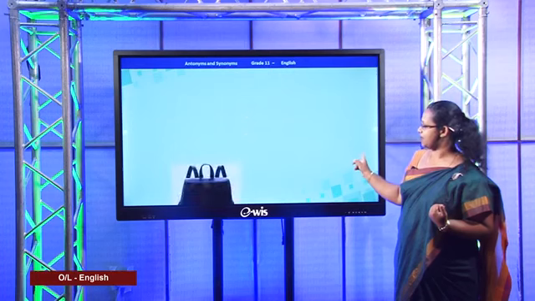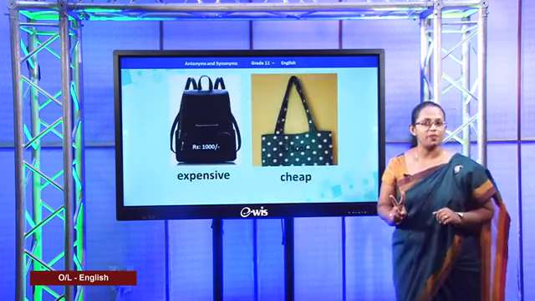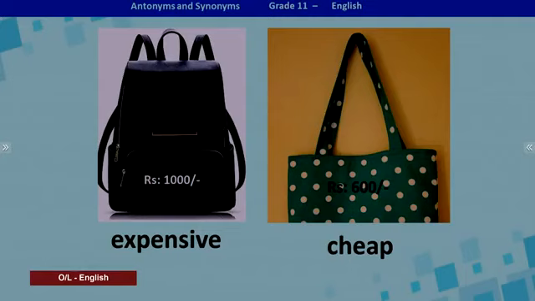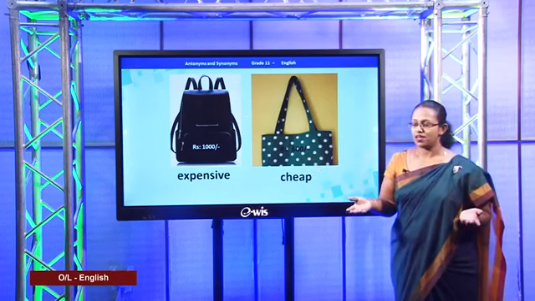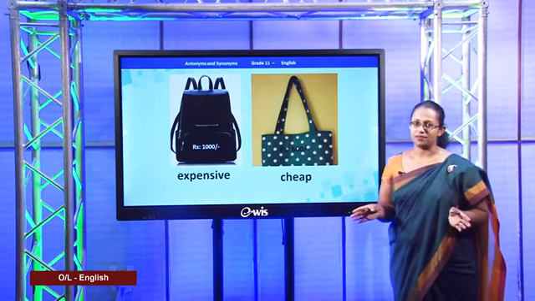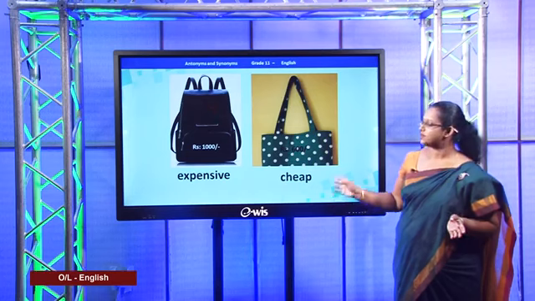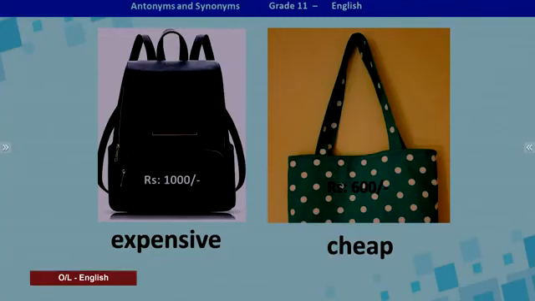Let's move on to another example. Here you can see two bags, two beautiful bags. The black one is 1,000 rupees, but the green one is only 600 rupees. So, the black one, as it is 1,000 rupees, we can consider it as expensive. The black bag is expensive, but the green one is not expensive. So, we can call it cheap. So, the opposite of expensive is, of course, cheap.